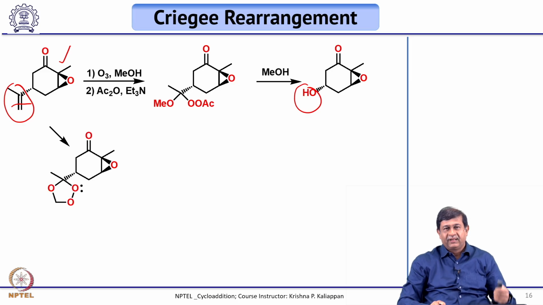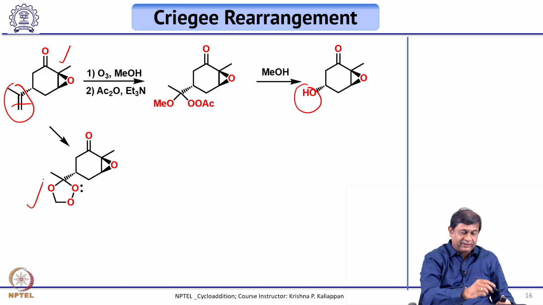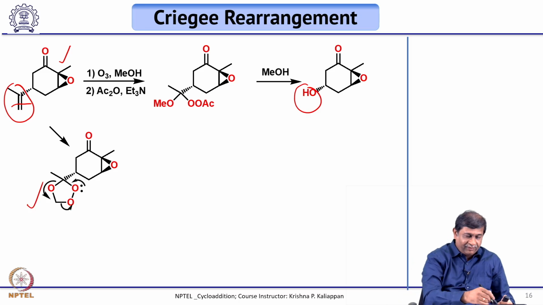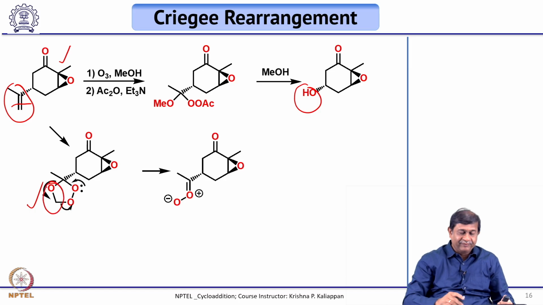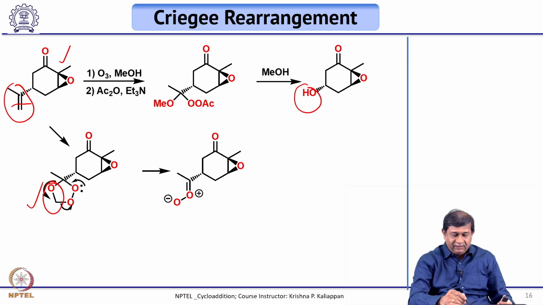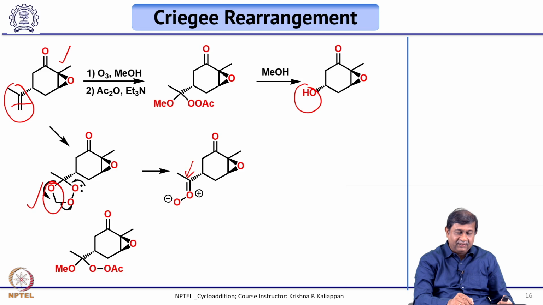How does it happen? First, when you treat with ozone through a series of 3+2, retro 3+2, 3+2, it forms the ozonide. Now, the ozonide undergoes opening to form formaldehyde and dipole. The left hand side goes as formaldehyde, the right hand side is a dipole. You are doing this reaction in methanol and acetic anhydride. So, what will happen? Methanol will add to this carbon and O minus will be attacking the acetic anhydride. So, you get this intermediate.